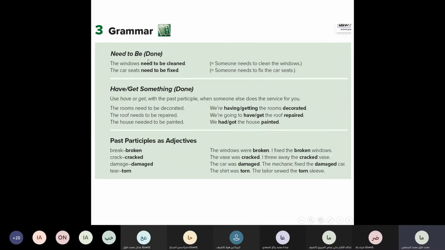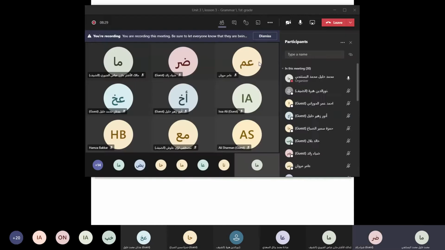You realize here the form is like the passive. We focus on what? The object more than the subject. The windows need to be cleaned by someone. Who can read the second example? Okay. Nordin. Are you here, Nordin?